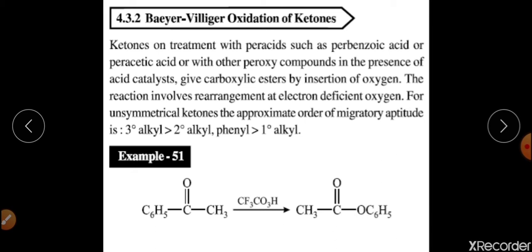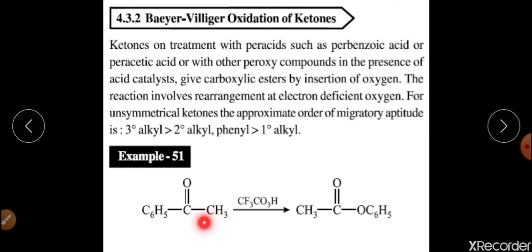So if we see the overall migratory power, then we can see that tertiary alkyl will always have more migratory aptitude in comparison to secondary alkyl group, which is having almost equal migratory aptitude with phenyl group, the aromatic ring C6H5 group, that will migrate, which is having more migratory aptitude in comparison to primary alkyl group.